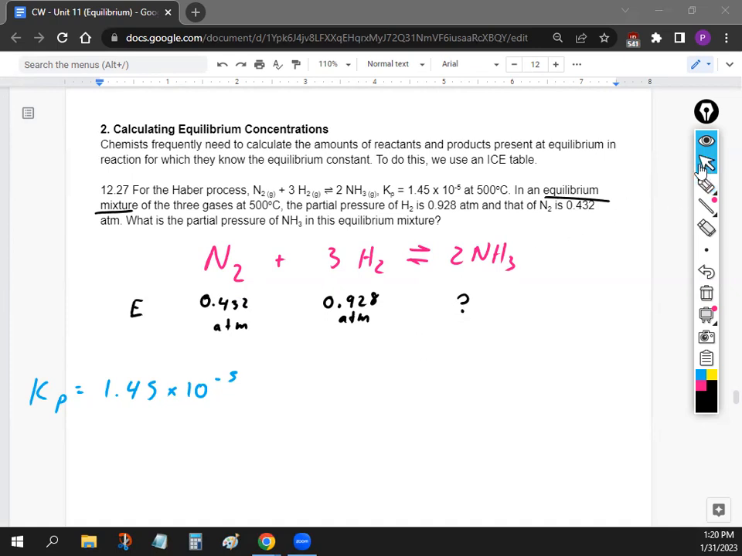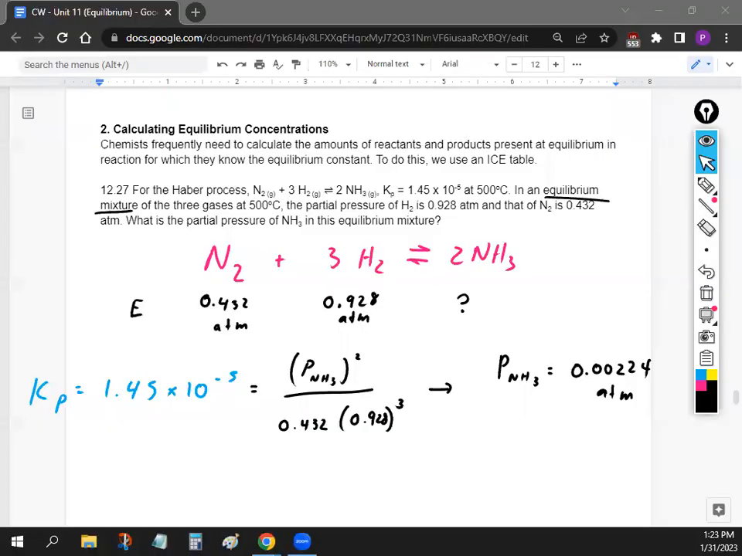Okay, so I'll give you guys about 3 minutes to calculate that out. If you need a little bit of direction, basically we know that the K value is equal to the pressure of the products at equilibrium over the pressure of the reactants at equilibrium. And if we have some of those values, we can basically just solve for the missing variable. Okay, so I'll give you guys about 3 minutes to solve that. We'll go over it afterwards.